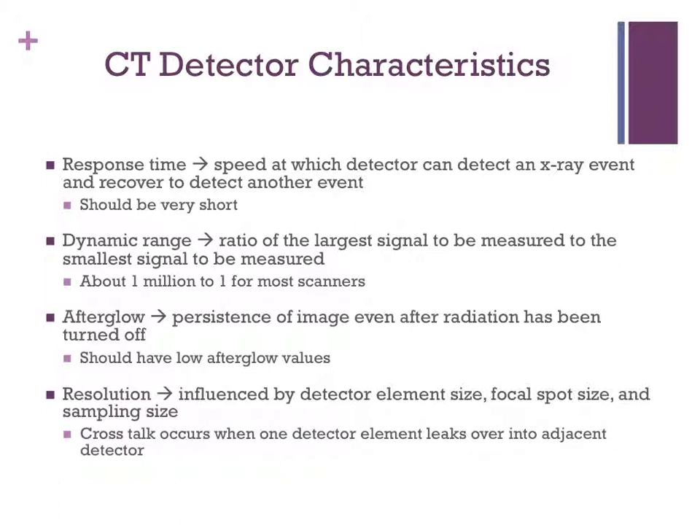Afterglow is the persistence of the image even after the radiation has been turned off. There should be low afterglow values, so you want to keep that afterglow minimized. Resolution is influenced by the detector element size, focal spot size, and the sampling size. Crosstalk occurs when one detector element leaks over into an adjacent detector.